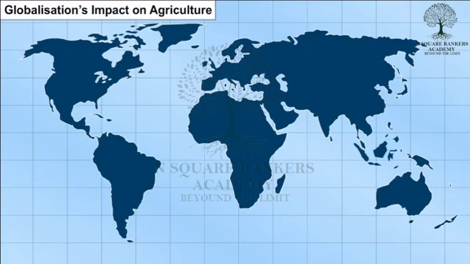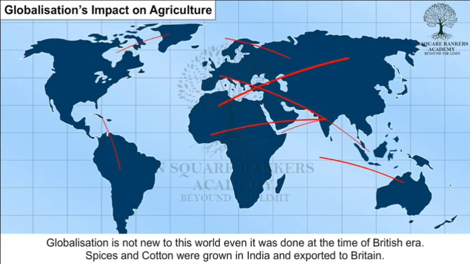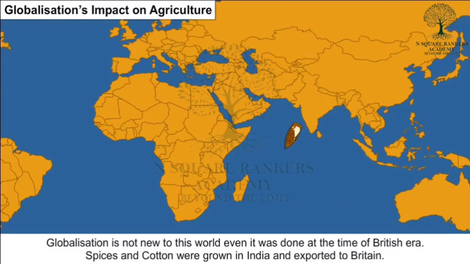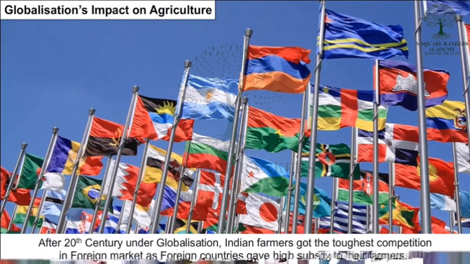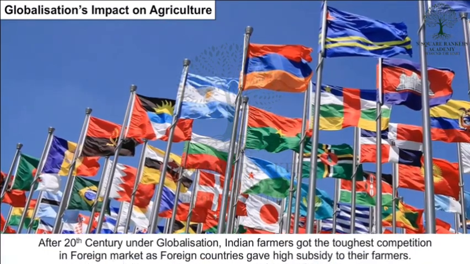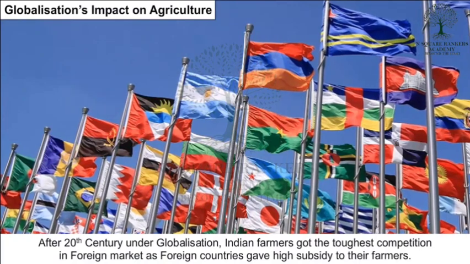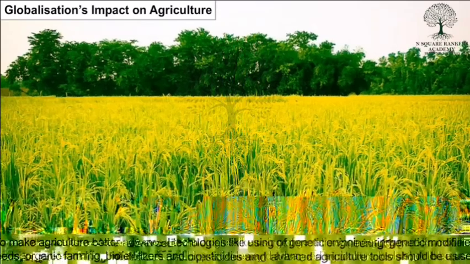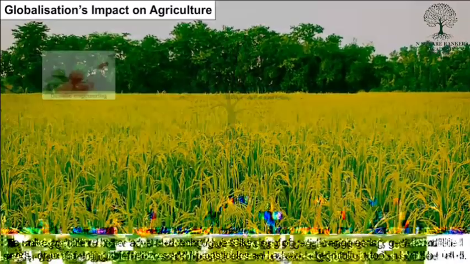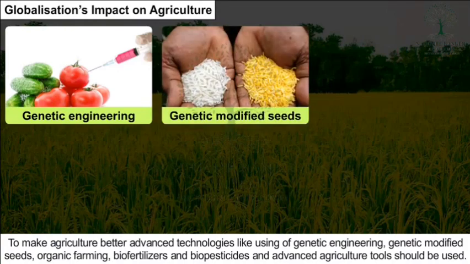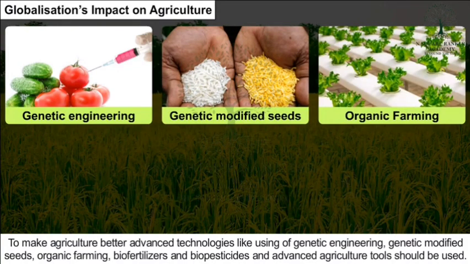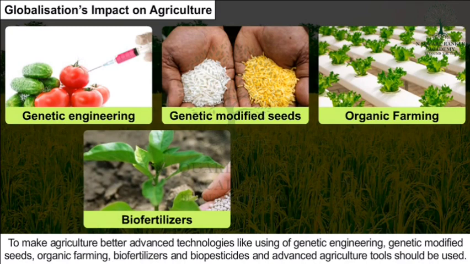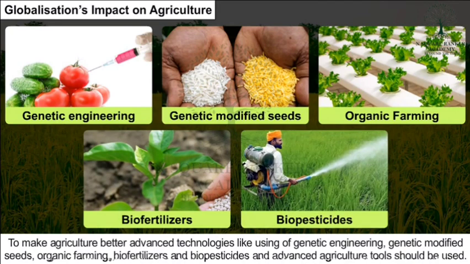Globalization's impact on agriculture. Globalization is not new to this world. Even it was done at the time of the British era. Spices and cotton were grown in India and exported to Britain. After the 20th century under globalization, Indian farmers got the toughest competition in foreign markets as foreign countries gave high subsidies to their farmers. To make agriculture better, advanced technologies like genetic engineering, genetically modified seeds, organic farming, biofertilizers, and biopesticides are used.